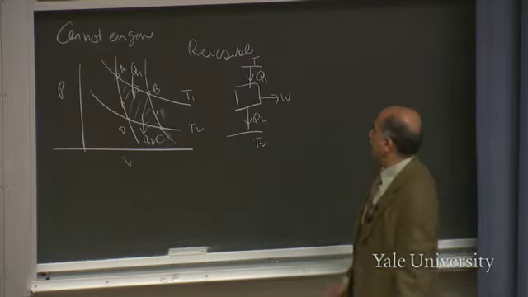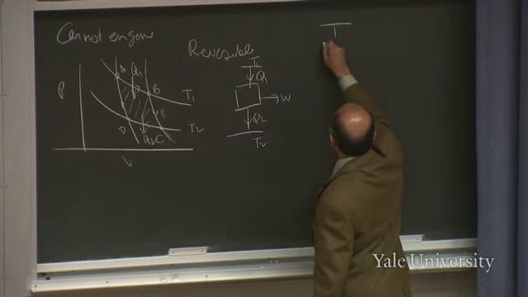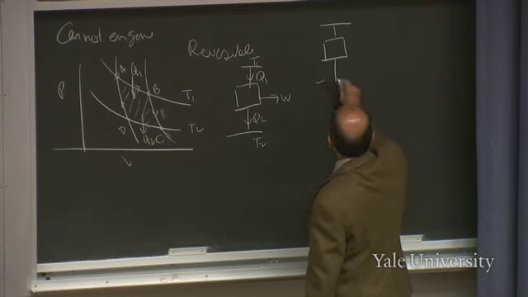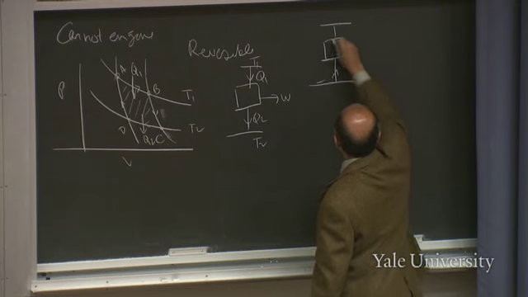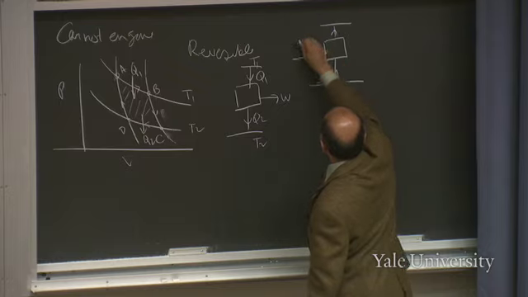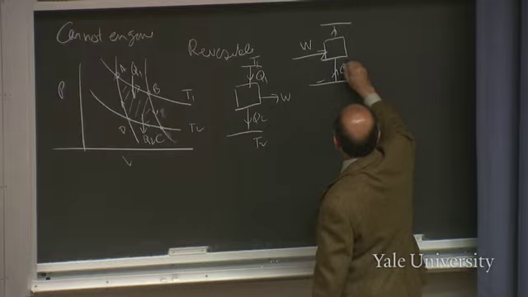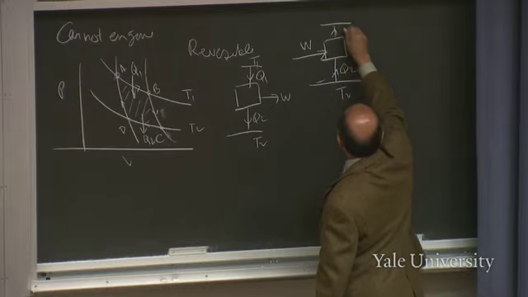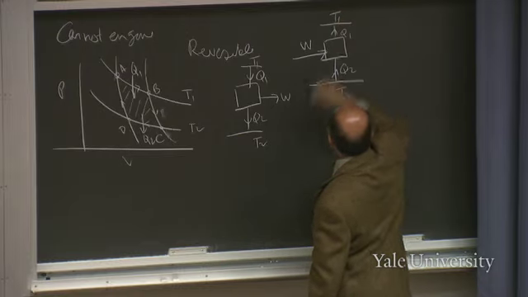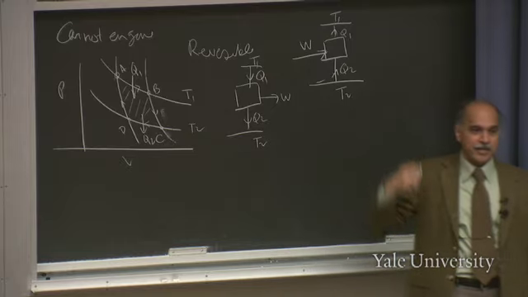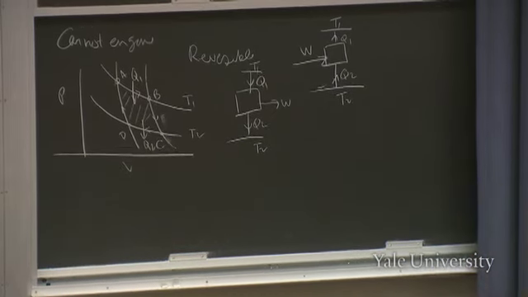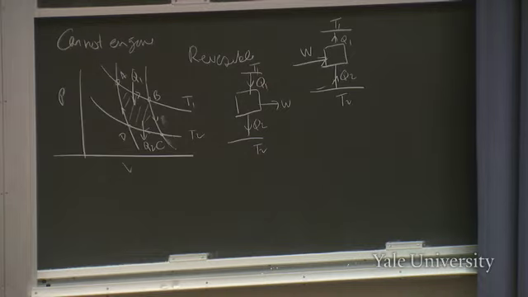If you run the Carnot engine backwards, let me show you what it looks like. Everything is backwards in the Carnot engine if you run it the other way. Some work is put in here. Some heat Q2 is taken from the lower reservoir, and the heat Q1 is delivered to the upper reservoir. You know what that gadget is? That's the refrigerator. So in a refrigerator, that's what happens.